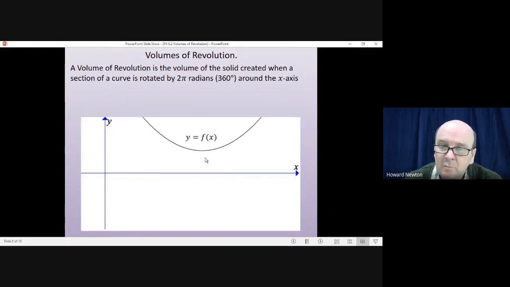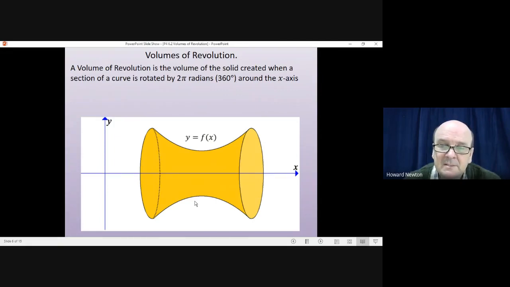So you have a curve, y equals some function of x. We just want a section of that curve, so there'll be limits a and b, and then we'll just want the curve between those two limits. And then we're going to rotate that by 360 degrees, one complete turn, all the way around the x-axis. And you get a solid that looks a little bit like that.